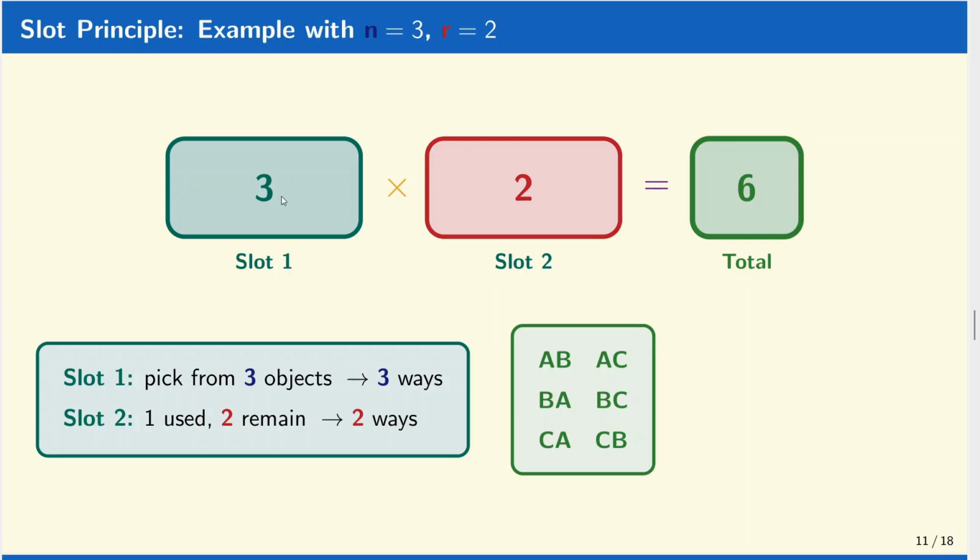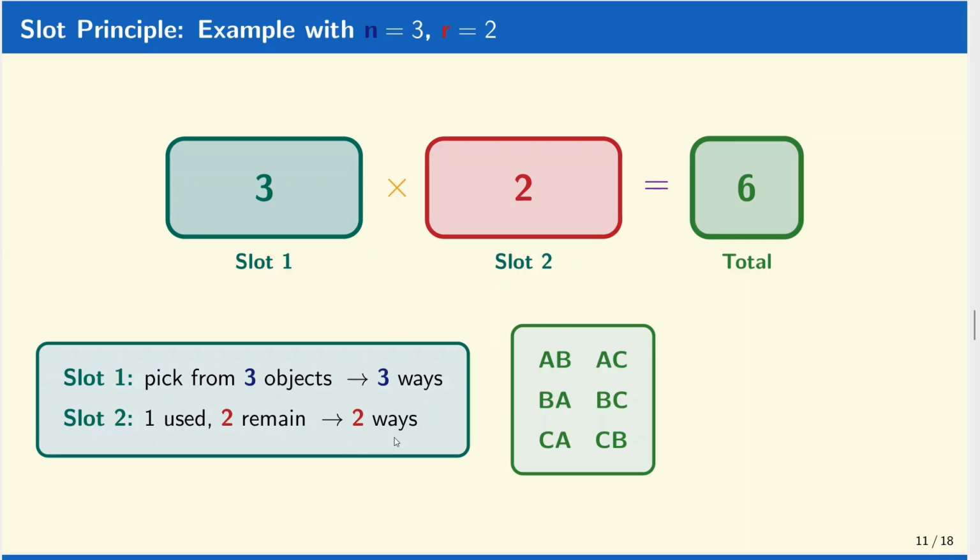Because we used 1 object in the first slot, we only have 2 choices left, so we put the number 2 in that box. 3 times 2 equals our green total box, which is 6. If you look at the lower left green box, it spells this logic clearly. Slot 1, pick from 3 objects, which gives us 3 ways. Slot 2, 1 is used, 2 remain, which gives us 2 ways.